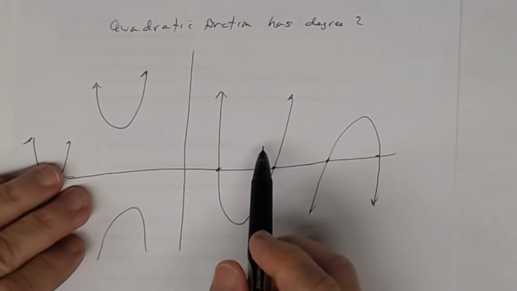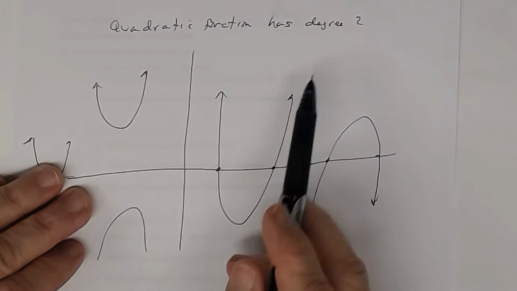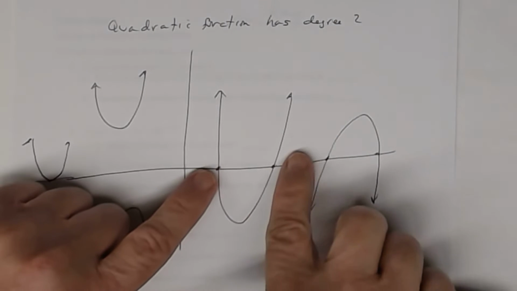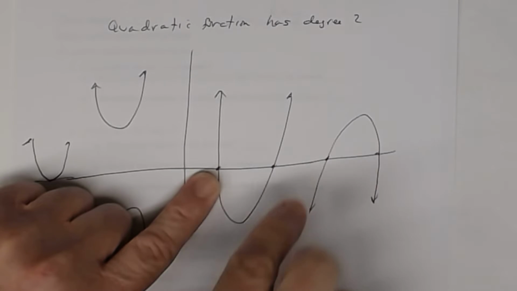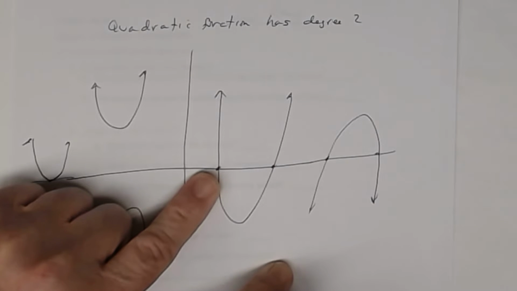So I know the relationship right away with regards to degree and x-intercepts. The maximum number of x-intercepts is always equal to the degree. That's the maximum. It doesn't say you're going to have that many, just says that's the maximum.